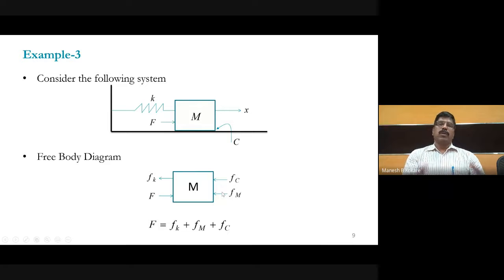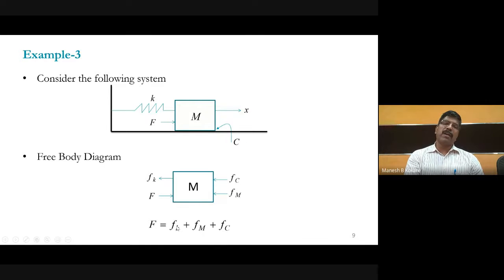Now, you know that the total applied force must be equal to the total opposing force. So the total applied force is F, and the total opposing force is due to the spring element, the mass element, and the frictional coefficient, that is the dashpot element. So Fk plus Fm plus Fc.